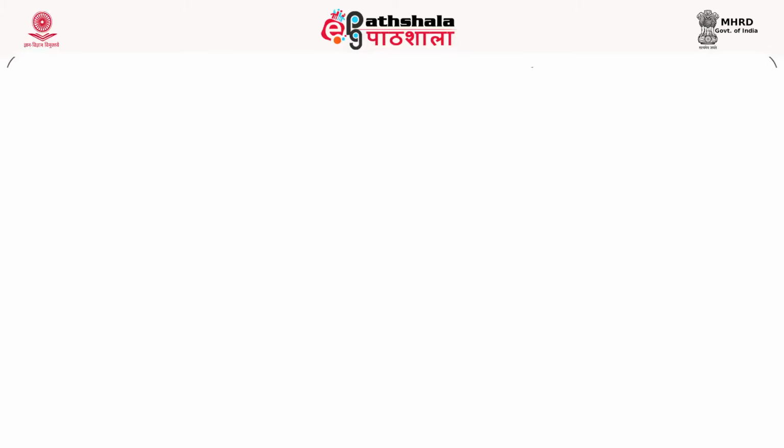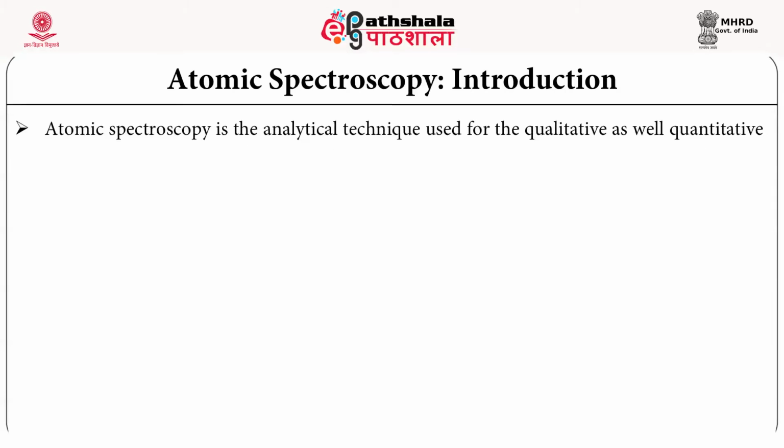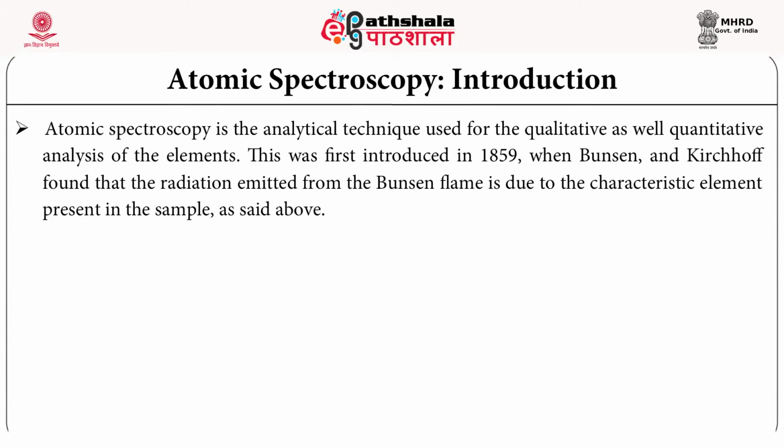Let us have some introductory part about what is atomic spectroscopy. Atomic spectroscopy is the analytical technique used for the qualitative as well as quantitative analysis of the elements. This was first introduced in 1859 when Bunsen and Kirchhoff found that the radiation emitted from the Bunsen flame is due to the characteristic element present in the sample, as it is described so far.